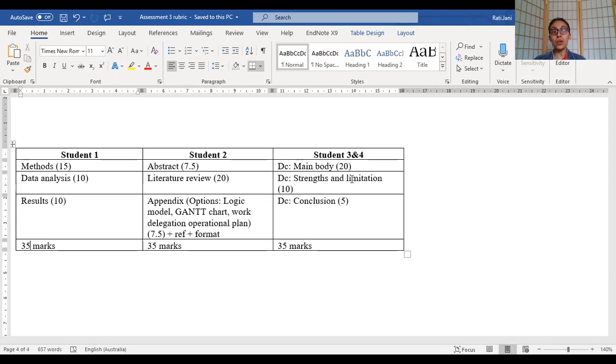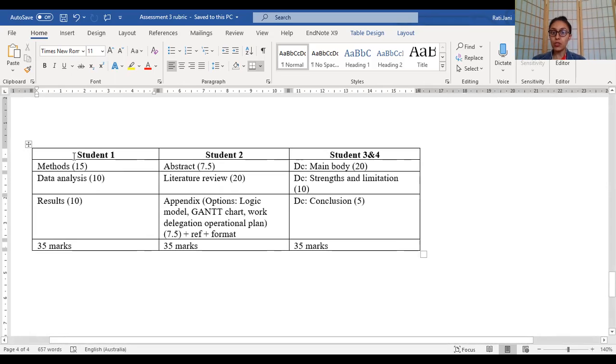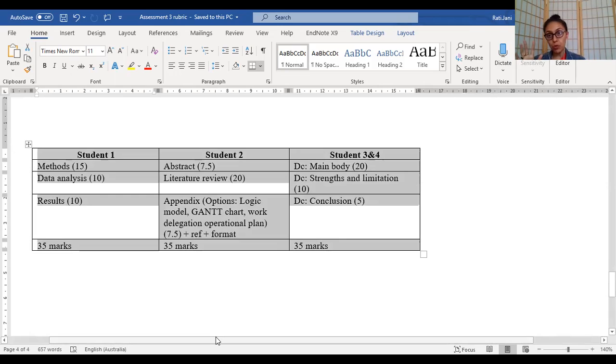Students who have written the methods, it may be useful for you to continue writing the methods for your assignment 3. Students who have written the introduction in your ethics application, again, it would be useful for you to continue writing the introduction in your assignment 3. Why? Because you are familiar with that, and maybe you can add more. These are just suggestions, guys. There are no hard and fast ground rules. What is solid is this division. So this division stays. How you want to divide this in your group is up to you.